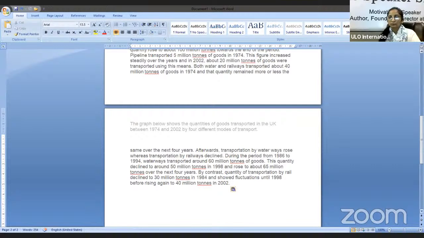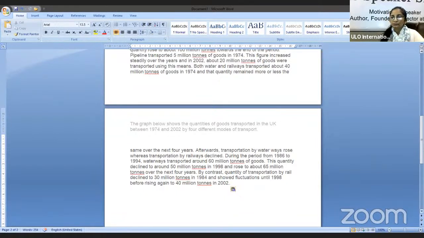By contrast, that means opposite to this, the quantity of transportation by rail declined to 30 million tons in 1984, showed fluctuation until 1998 before rising again. That means fluctuations are there, and then it rises to 40 million tons in 2002. Here, one thing to be noted is that it started from the same point and reached the same point. That means it remained stable for these many years.